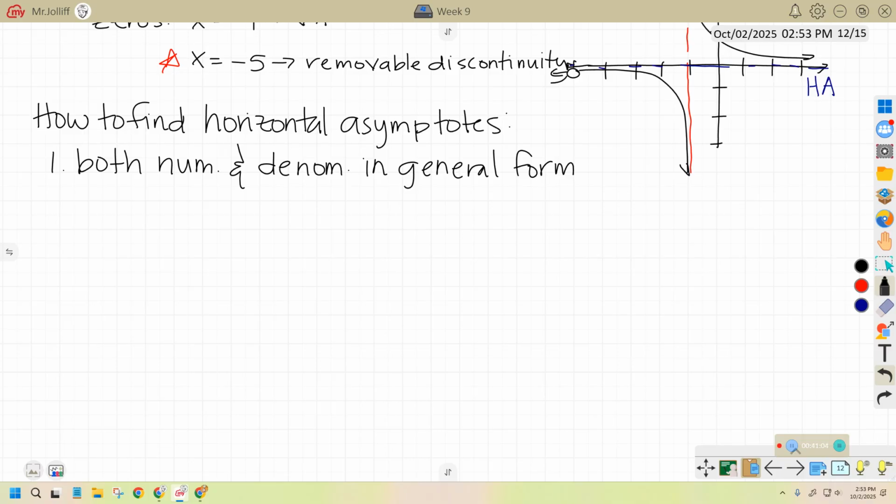Remember that general form means biggest exponent first, and then exponents in decreasing order. So if I'm looking at a quadratic, I have my x squared term first, and then my x term, and then my constant term. Biggest exponent first. The reason we want both of those in general form is the second step: I want to identify the leading term in the numerator and denominator. Identify the leading coefficient and degree.